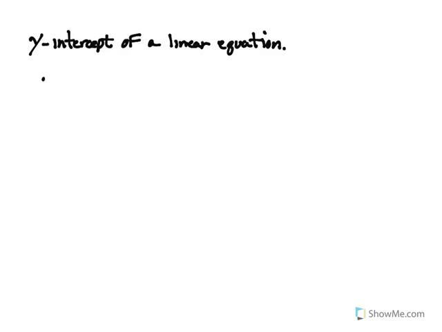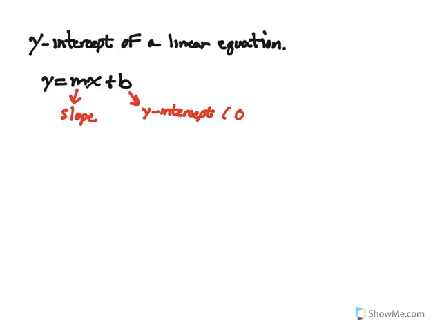Today's lesson, I'm going to show you how to find the slope and the y-intercept of an equation. The first thing I want to talk about is that when you have a linear equation in this form, y equals mx plus b, remember that your m is your slope, and your b is your y-intercept. That's always going to be in coordinate form, so 0 comma b is your y-intercept.